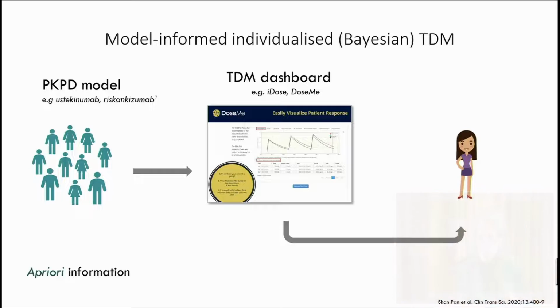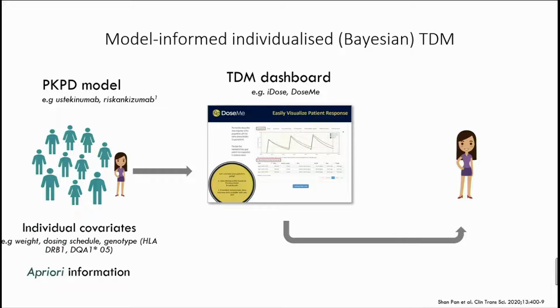And this is where the discipline is moving to these more sophisticated model-informed individualized Bayesian TDM, where you have your population-based PK model, a priori information that you might put in relation to your patients. And Michael mentioned earlier the data around the HLA-DRB1. It might well be you could put in other genetic information, and then you run the model and you estimate as far as you can based mainly on the population for that patient.